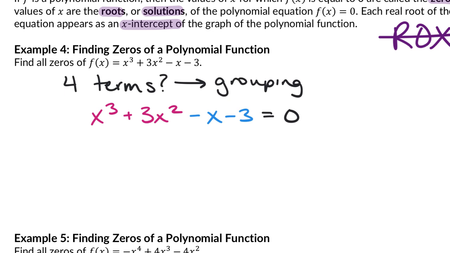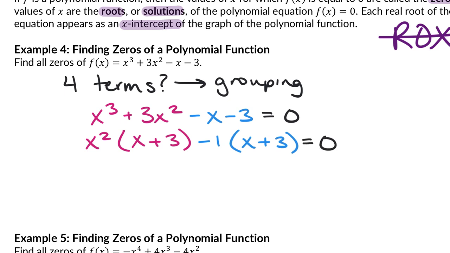The stuff that I have in pink right there, and yes, it's pink, what do they have in common? They have x squared in common. Well, if I factor out x squared, my leftovers is x plus 3. Yes? What do negative x and negative 3 have in common? They're both negative. So if I take out a negative 1, I end up with x plus 3. Oh, snap. Look at what is in those parentheses now. Yeah, so now I can combine the stuff in the front, x squared minus 1 as one factor, and x plus 3 as the other.